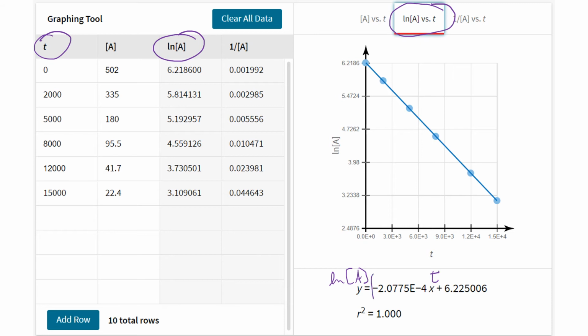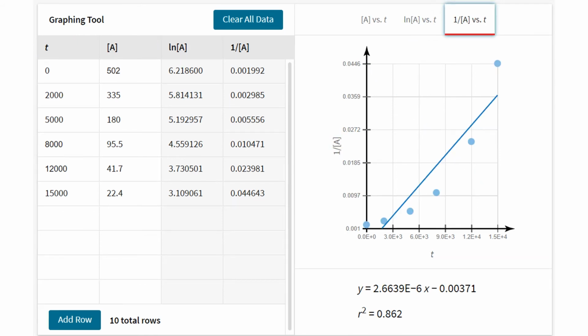So y represents the natural log of the concentration, and x represents time. If this is the most linear plot, then the slope will give us k once we take the absolute value of the slope, and so k will be 2.0775 times 10 to the minus 4. Now let's take a look at the last plot, the reciprocal plot.